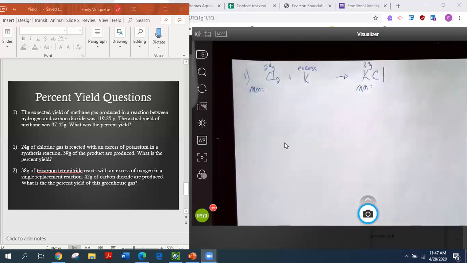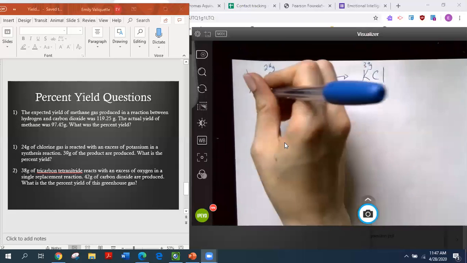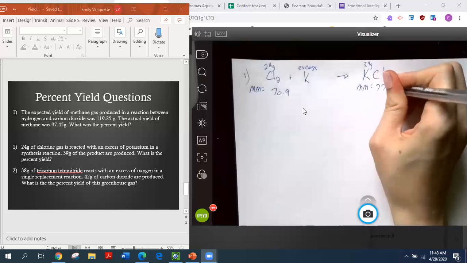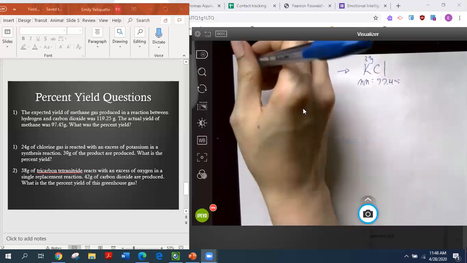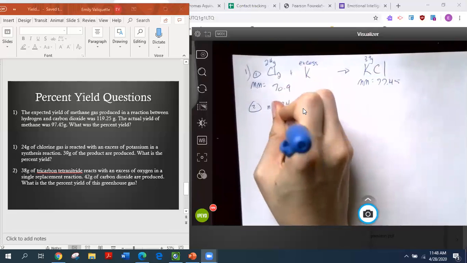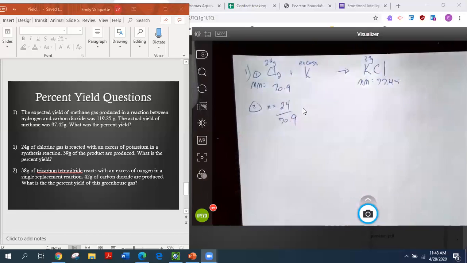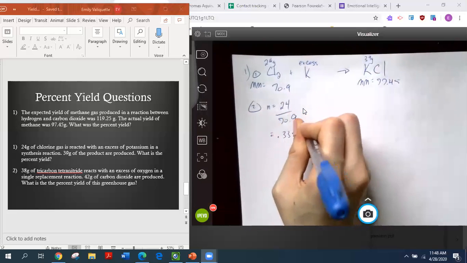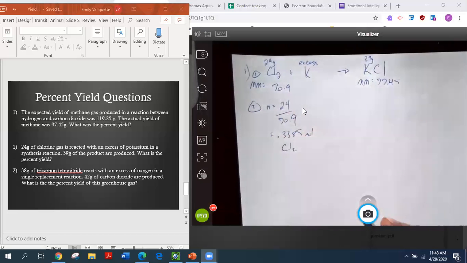So for chlorine, it'll be 35.45 times 2, or 70.9. For the potassium chloride, it will be 39 plus 35.45, which is 77.45. So that's my first step. My next step is to do moles equals mass over molar mass for my limiting reagent. So 24 divided by 70.9 is 0.3385 moles of chlorine gas.